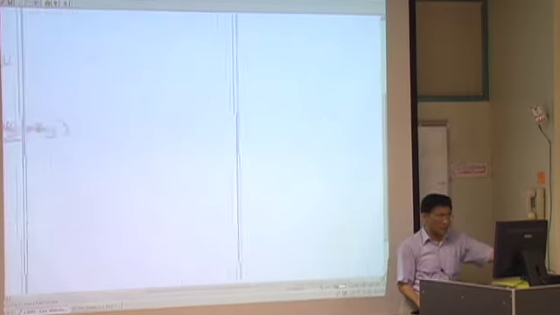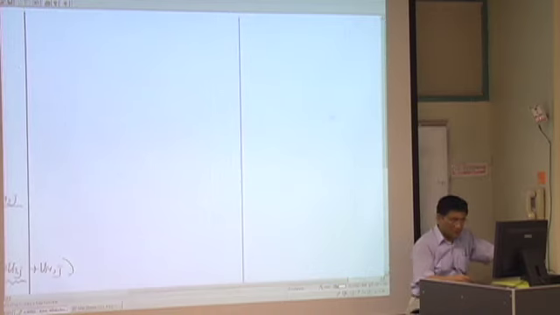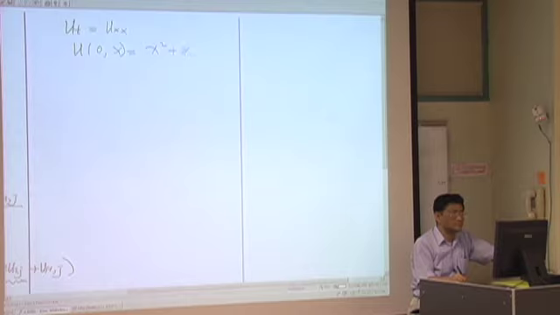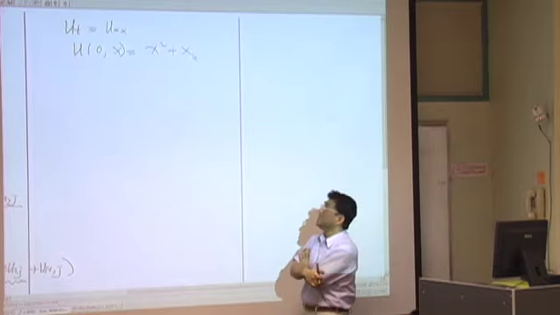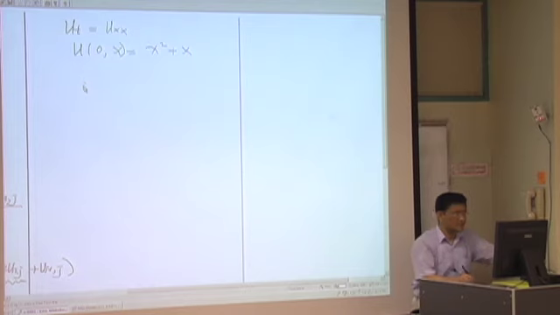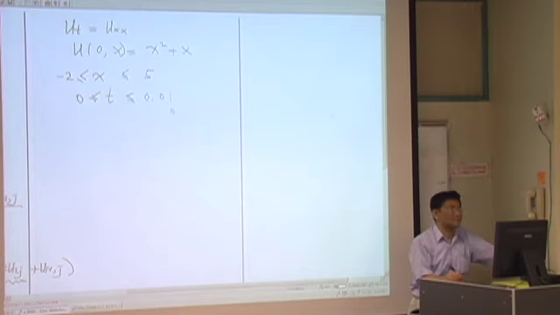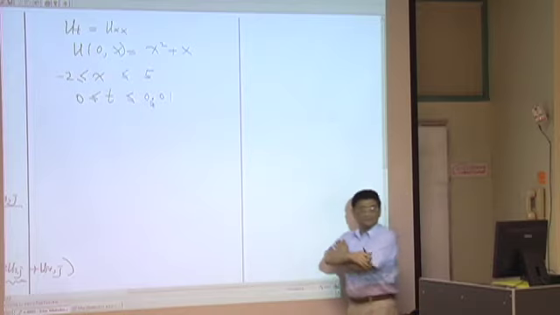Then I will briefly show you the possible problem of this type. Solve the differential equation with the initial condition, right? The initial condition like this. And x is from -2 to 5. And then t runs from 0 to 0.01. So this is the question.